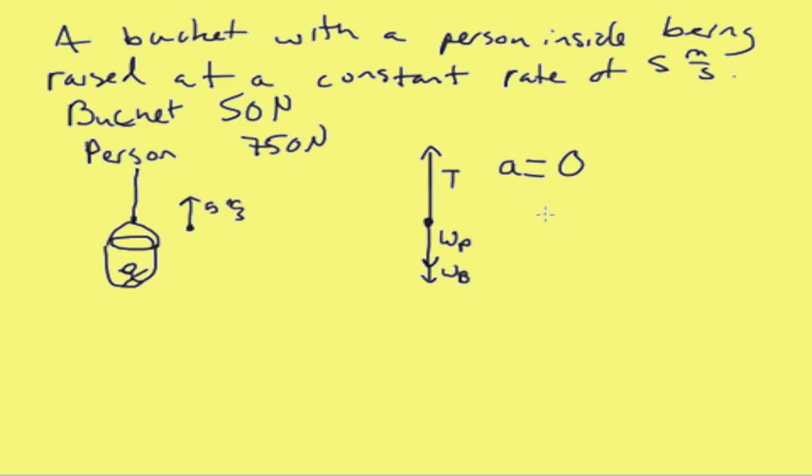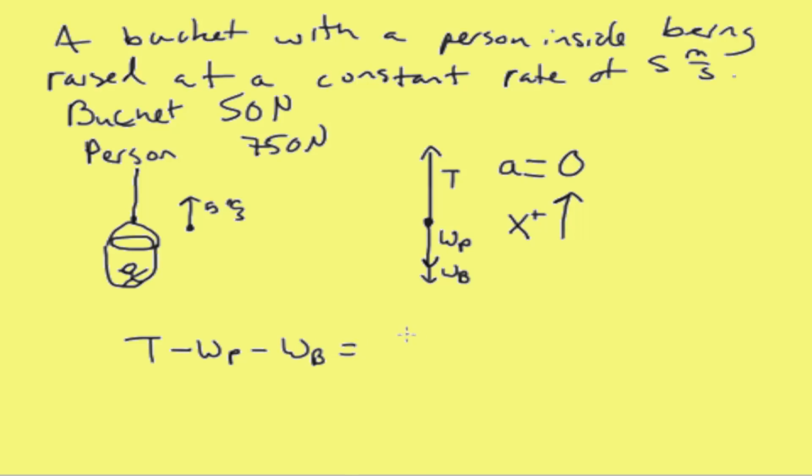Now we need to arbitrarily choose which way is positive. So we're going to take the positive x direction as upwards. If you're pointing upwards, you're positive, and if you're pointing downwards, you're negative. From here, we now go on to Newton's second law, where we sum the forces. We look at this diagram, and T is pointing upwards, so it's positive. WP is pointing downwards, so it's negative. WB is pointing downwards, so it's also negative.